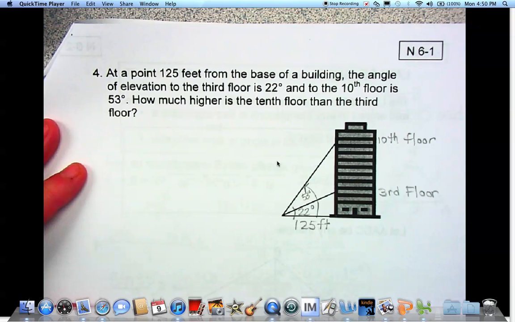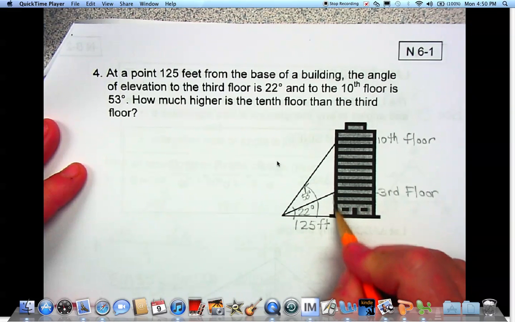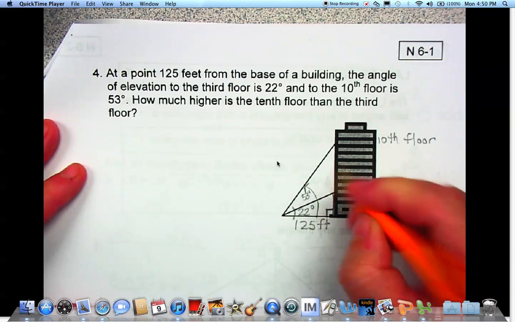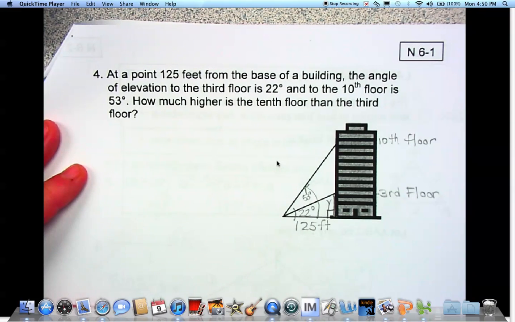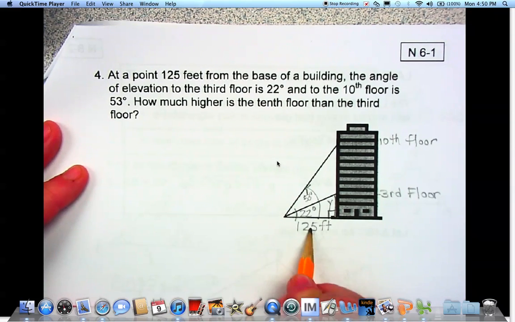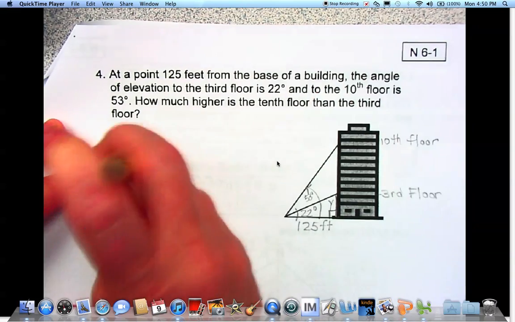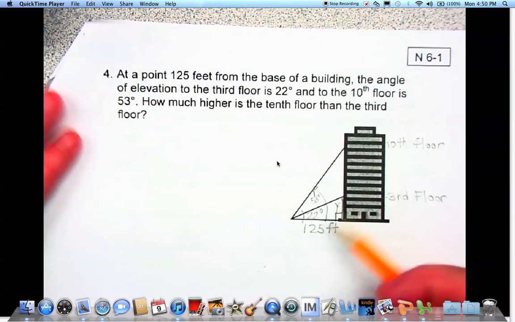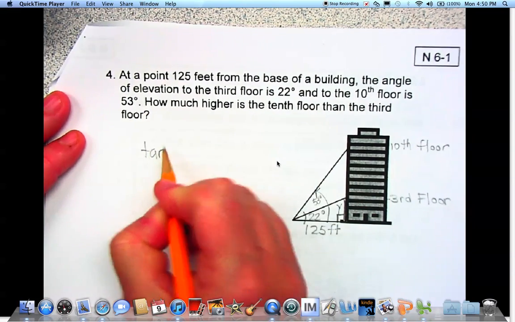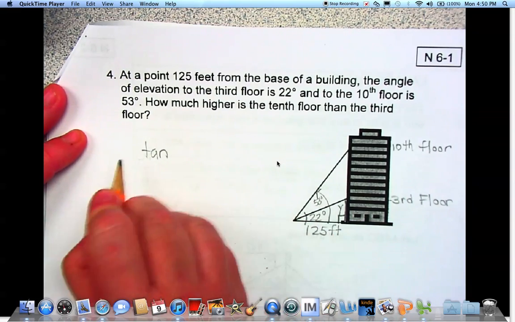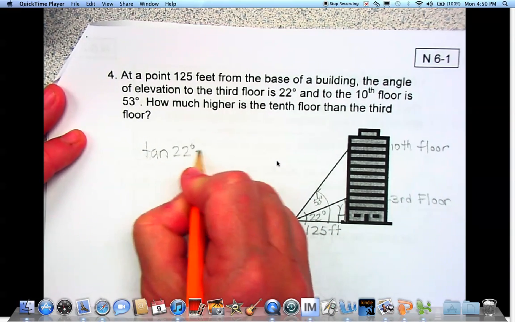Okay, so let's find how high the third floor is first. That would be this part right here. There's the right angle. We'll call it Y. So we're going to have, and we have the adjacent side or the X side. So we're going to have the sine, I'm sorry, not the sine. Opposite over adjacent would be tangent, or Y over X would be tangent of 22 degrees.